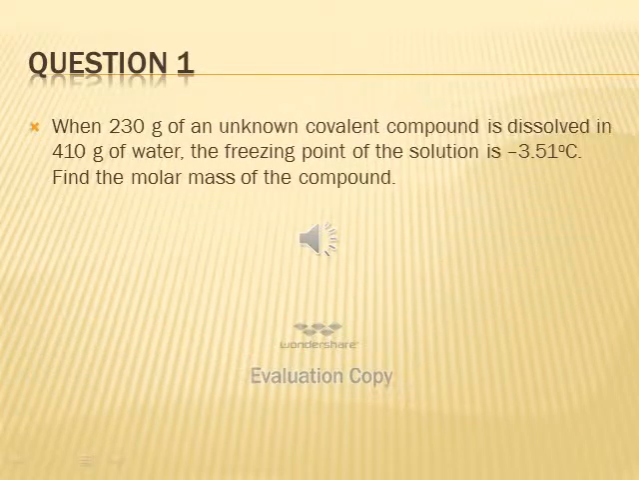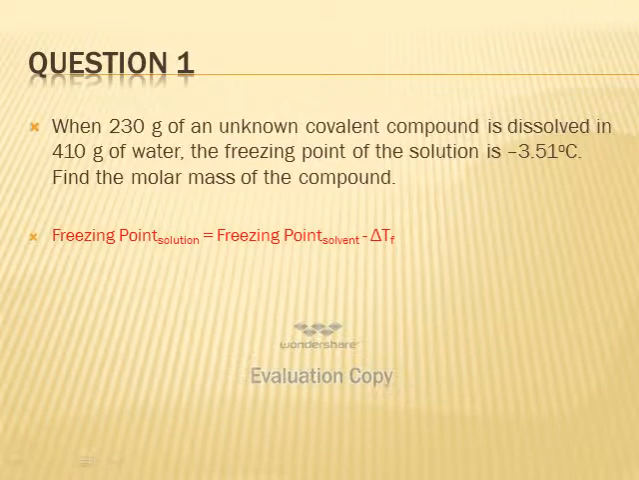Question 1. When 230 grams of an unknown covalent compound is dissolved in 410 kilograms of water, then the freezing point of the solution is negative 3.51 degrees Celsius. Find the molar mass of the compound. Now at this point you should be able to see from the problem that we will need molality and moles of water, so solve for those.